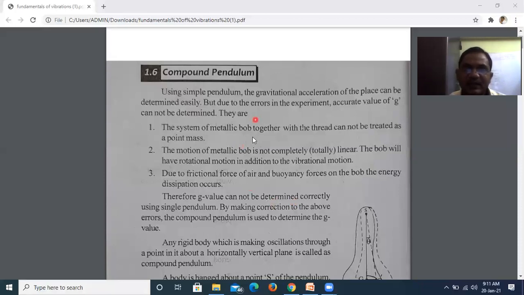The limitations of the simple pendulum experiment: the first one is that the system of metallic bob together with the thread cannot be treated as a point mass. In the simple pendulum experiment, we consider the approximation that a point mass is suspended by means of a massless thread.